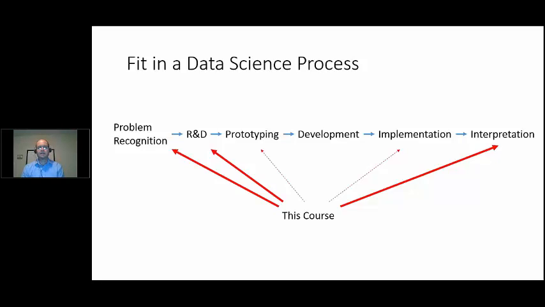The heavy red arrows are intended to illustrate where along this spectrum this course is going to be most relevant. As a course intended as data science for managers, it'll be heavy on the front end, the problem recognition, and some of the basic R&D that you would need to understand the problem and think about how you want to set it up. And then again, it would be heavy at the back end, thinking about how you're going to interpret the results, roll it out, and act on them, and so on.